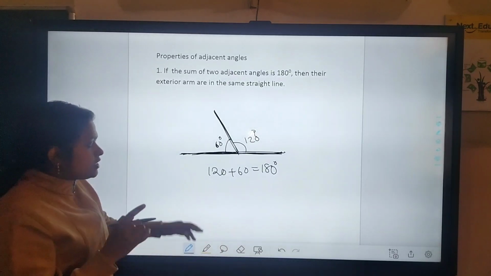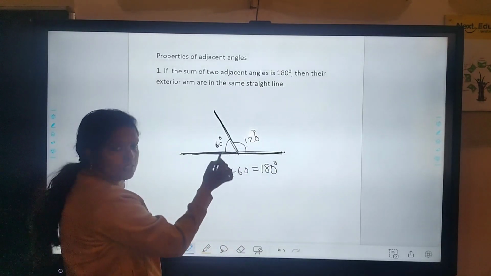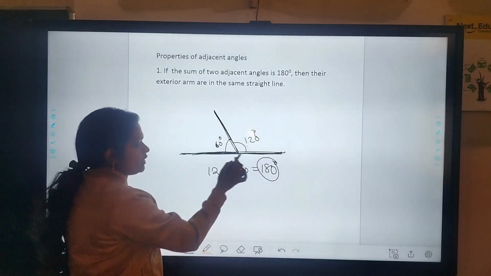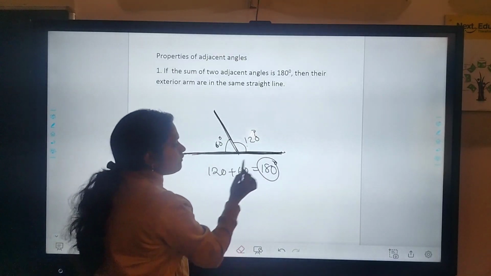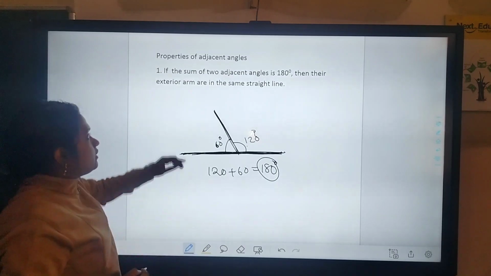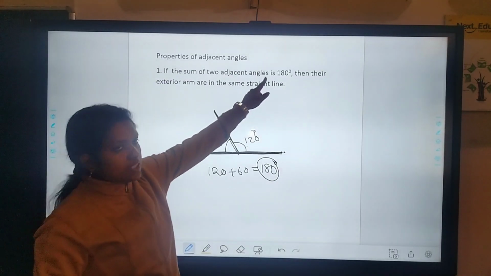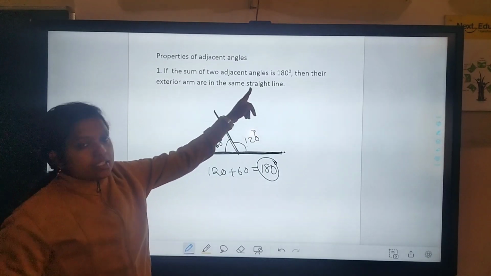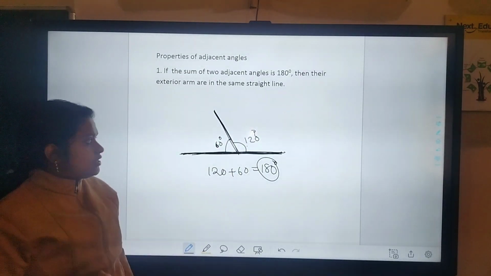The first property is: if the sum of the measures of two adjacent angles is 180 degrees, then the exterior arms will be on a straight line. That is, if the sum of two adjacent angles is 180, then the exterior arms are in a straight line. That is the first property.